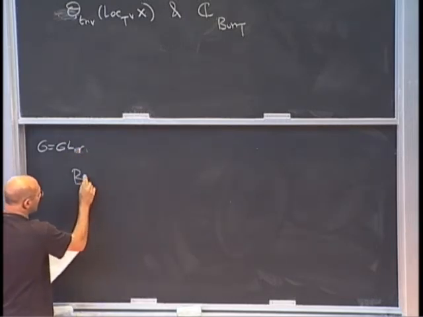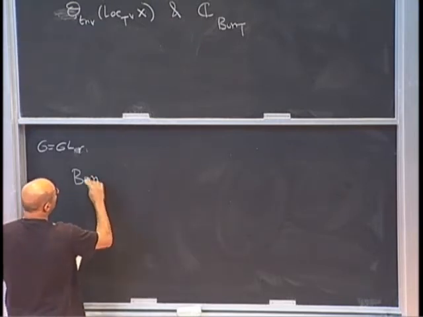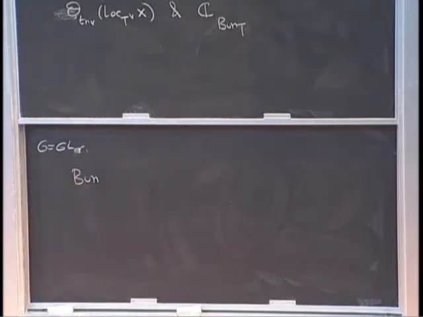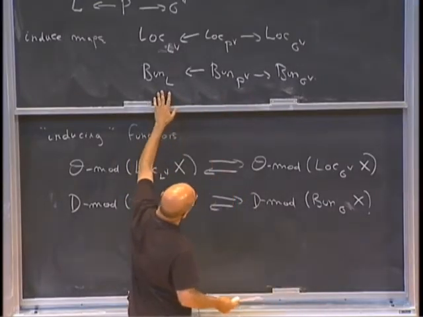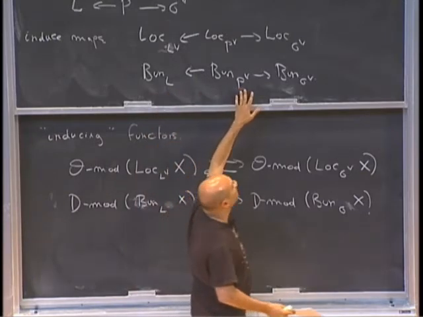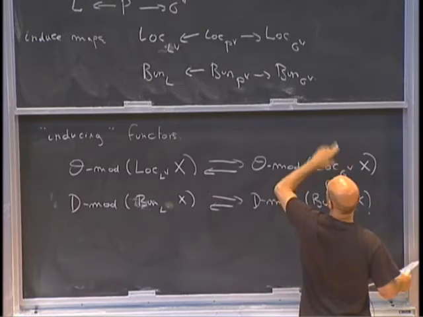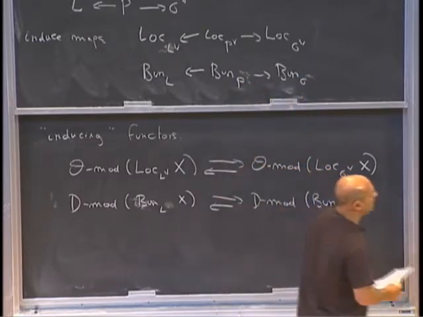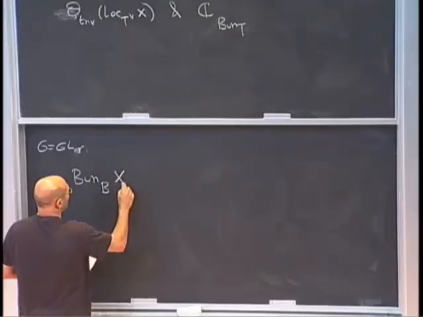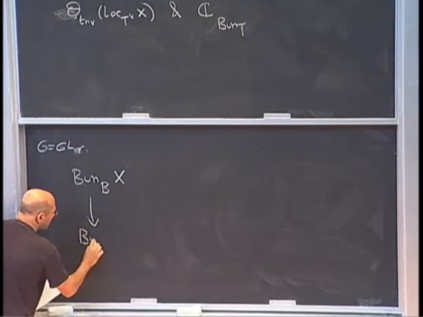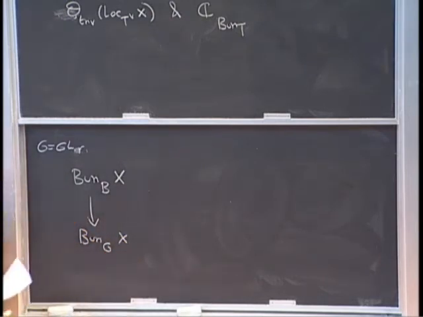And so if you look at this induction process, you start from the constant sheaf on Bun L, you pull back to the constant sheaf on Bun T, you pull back to the constant sheaf on Bun B, and then you want to map to Bun G. This is Bun G. And so you're supposed to consider Bun B X and the projection to Bun G X, and you have to take the direct image of the constant sheaf here. Unfortunately, this map is not proper.